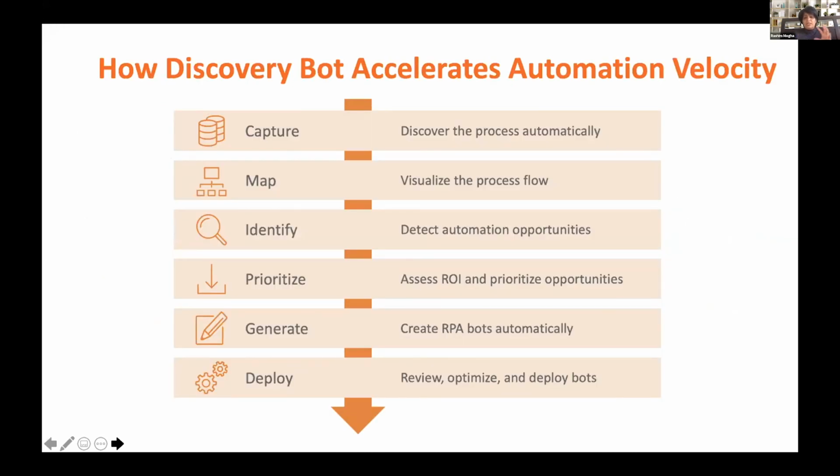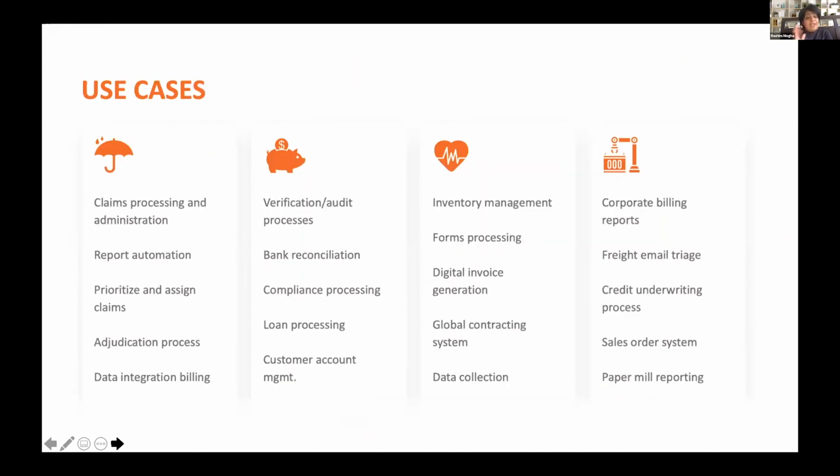So how does this work? Basically, when you capture, you're discovering the process automatically, then it maps on and helps you visualize the process flow. You can identify automation opportunities because you've done it once. There's repeatable processes that can be identified. It helps you prioritize and then generate bots automatically, and then deploy them also so that you can review and optimize these deployed bots. Now, this is all great.